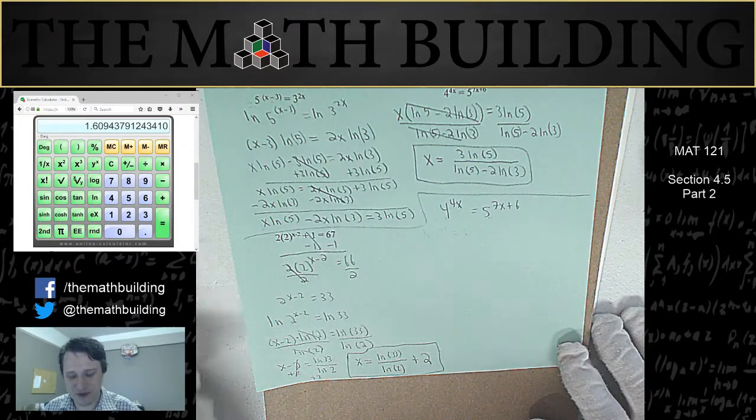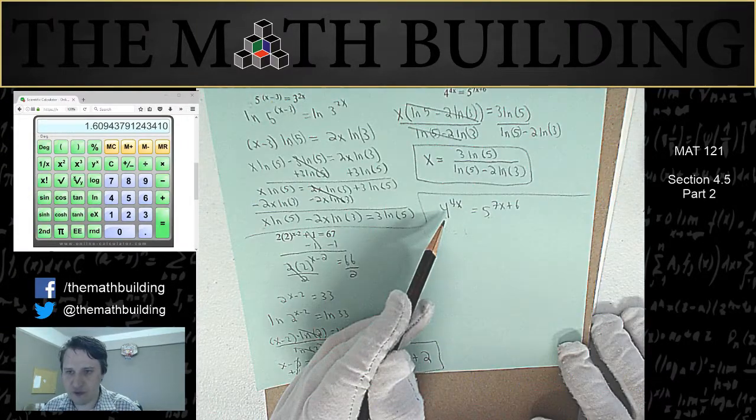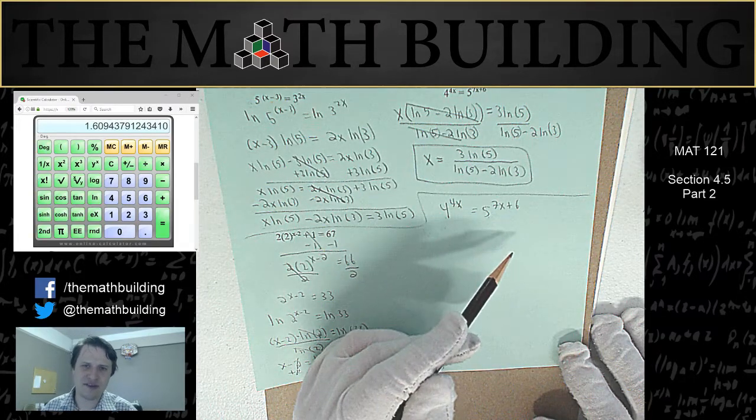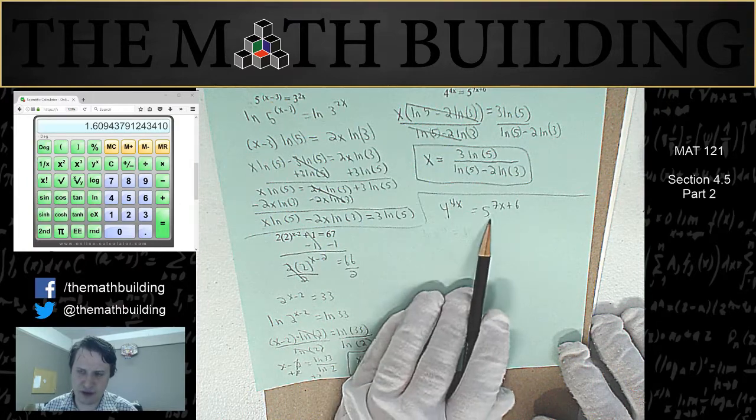And welcome to part 2. Let's solve this equation: 4^(4x) = 5^(7x+6). The reason this is difficult is our bases are not the same.